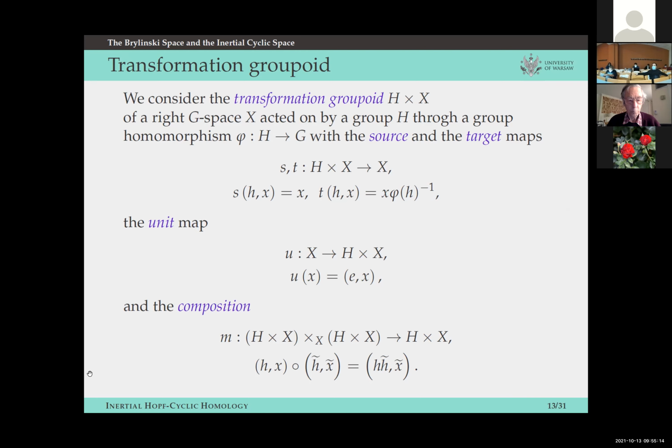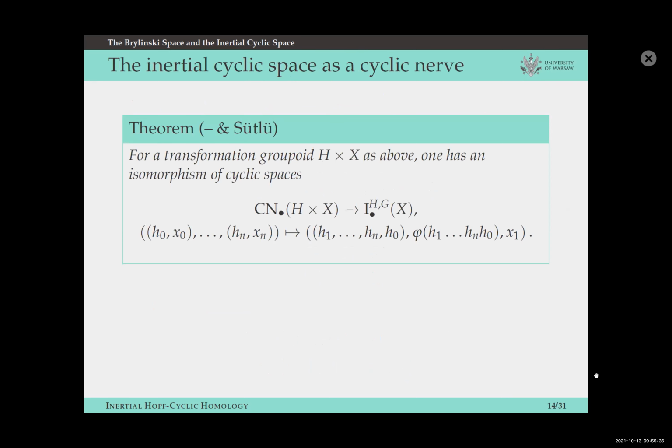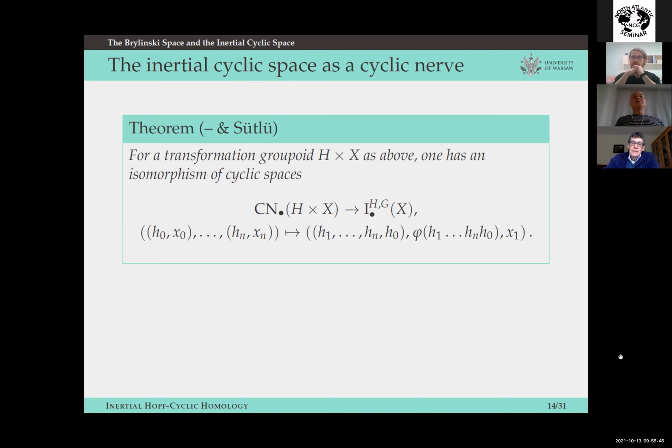So there are S and T characters, which stand for the source and target. There is a unit map, and there is a composition. Please go to the next slide. And then it turns out that this inertial cyclic space is in fact isomorphic as a cyclic space with the cyclic nerve of this action or transformation groupoid. And the formula is quite simple.